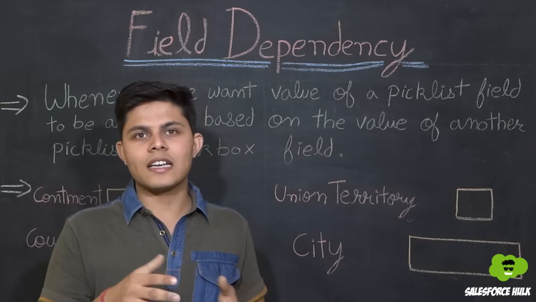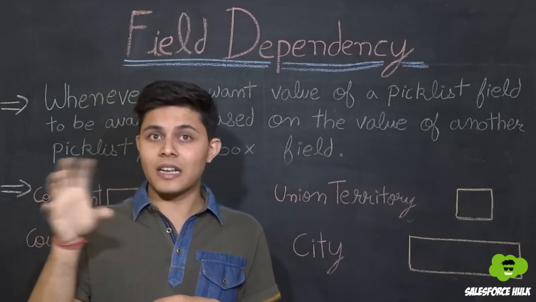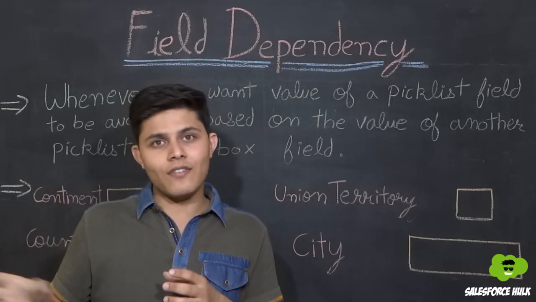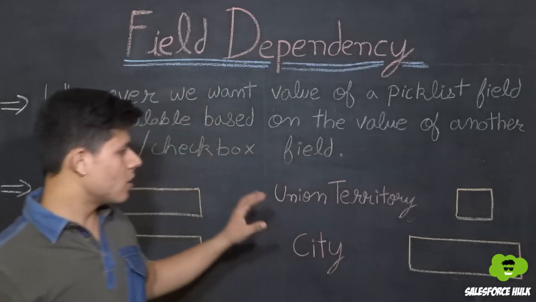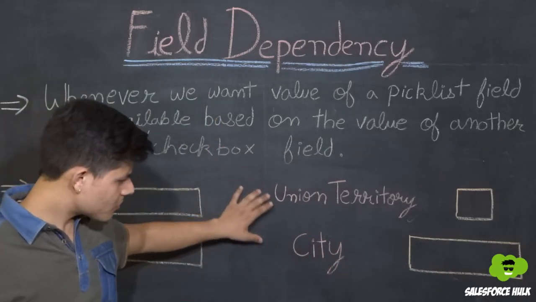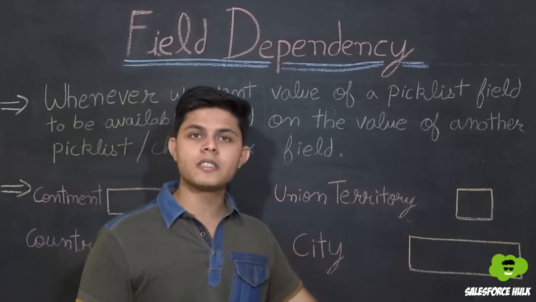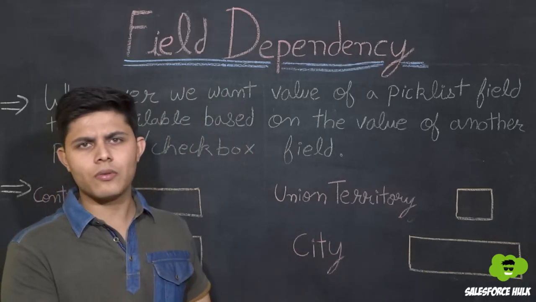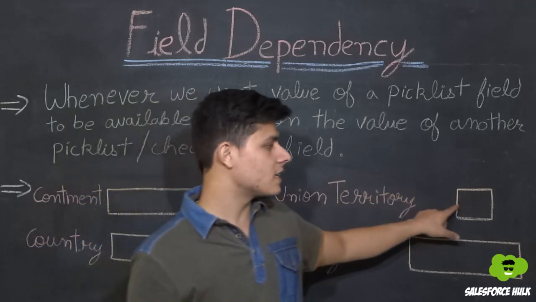A text field cannot control a value of another field because text is not a defined type, whereas a pick list has defined values, and a checkbox is checked or unchecked. That's it. So in this situation, we have a city pick list, and in this city pick list, we have multiple cities based on whatever we want. And over here, we have union territory also.